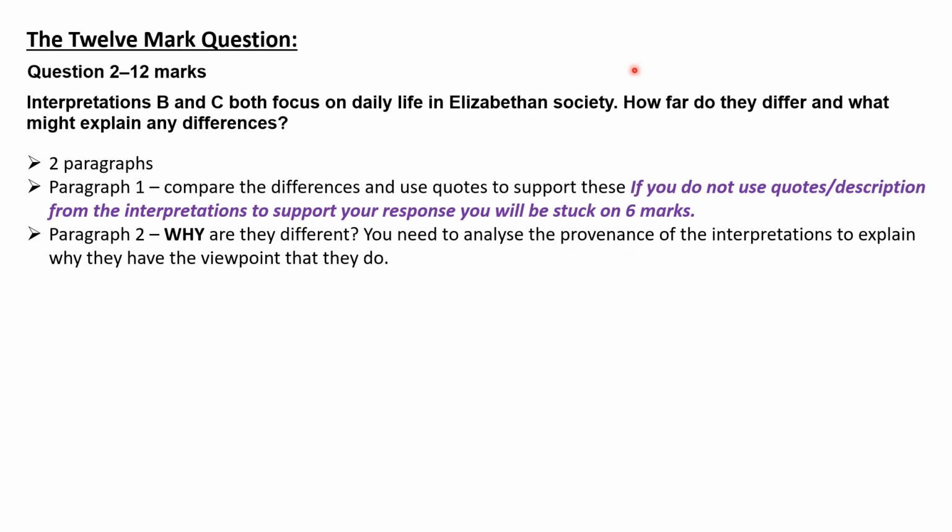So we will have a look at the provenance on the next slide, which has the two interpretations that both focus on daily life, but you need to analyse that provenance to explain why the two interpretations have the different viewpoints that they do. You will always be given two interpretations that do have a different viewpoint, because the question is how far do they differ. So they will always be noticeably different, which will help you greatly when you are trying to explain the differences between the two.